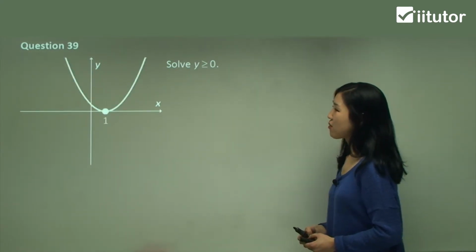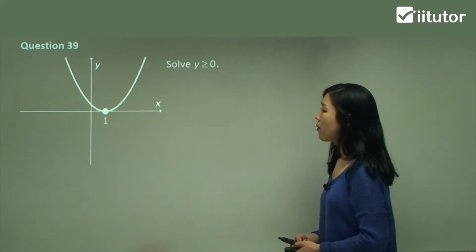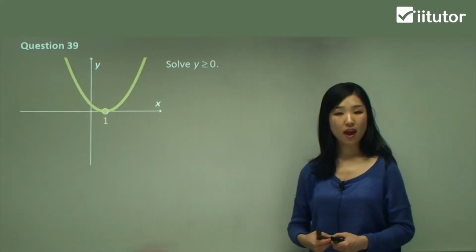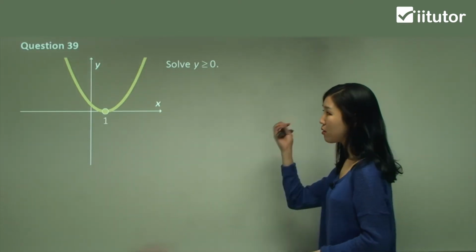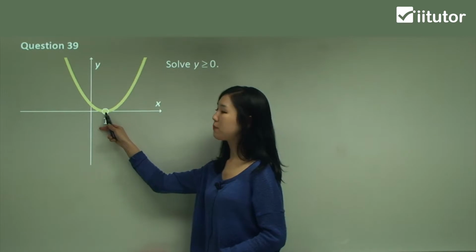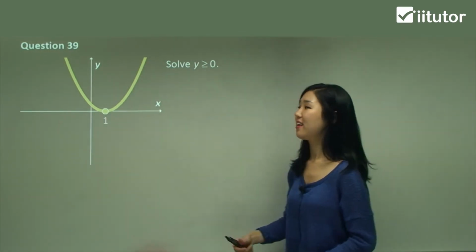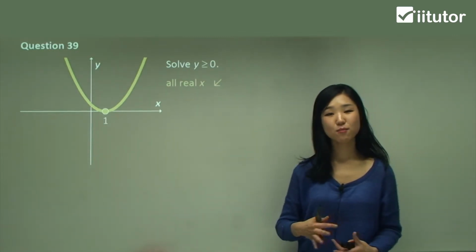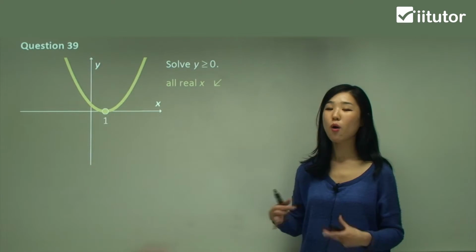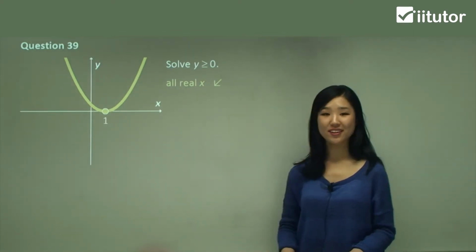39, solve y is greater or equal to 0. Okay, greater or equal to 0. Well, the whole graph again represents y is greater or equal to 0. Because it's equal to 0, we're going to include that particular point on the x-axis as well. Okay, so again, all real values of x. Because the whole graph satisfies it, all values of x will satisfy this particular inequality.